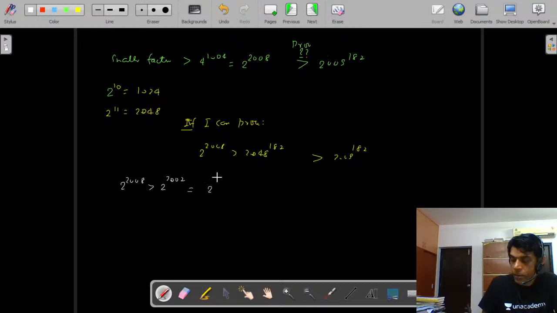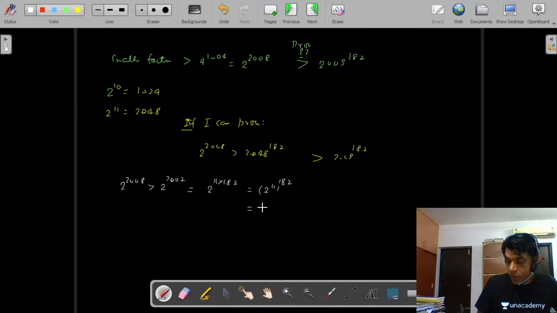Now this is 11 times 182, right? We had to write this as 11 times 182. Just check it, 11 times 182. So now this is correct, and so this is equal to 2 to the 11 to the 182, and so this is 2048 to the 182. So we have proved.